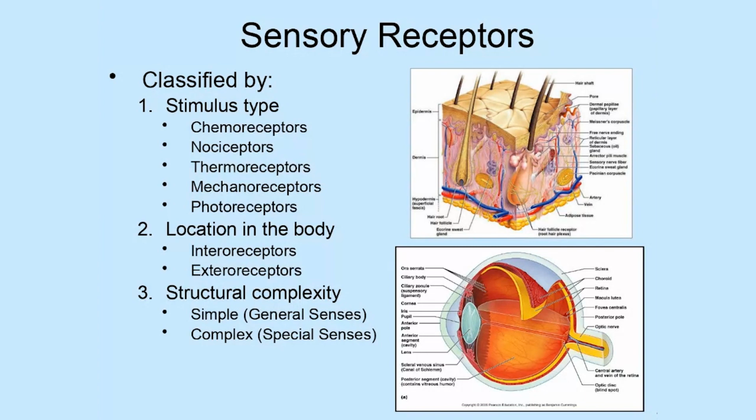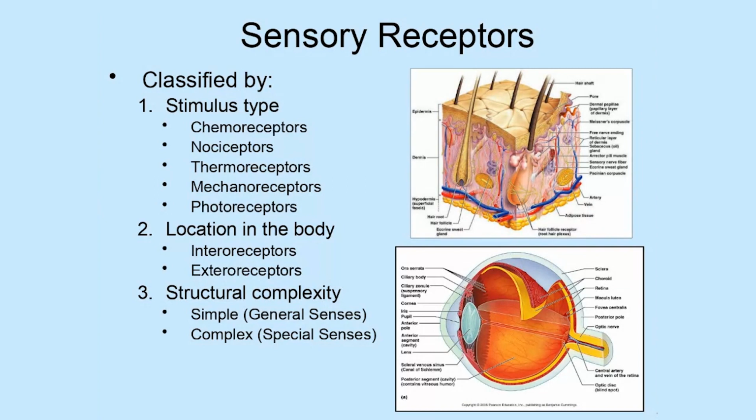So the first type of receptor, when we classify them by stimulus type, is what's known as a chemoreceptor. And as their name implies, what chemoreceptors respond to are chemicals, but specifically chemicals that are dissolved in solution. So a chemical that's dissolved in a liquid.